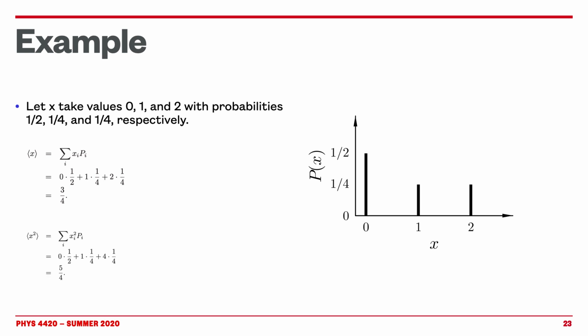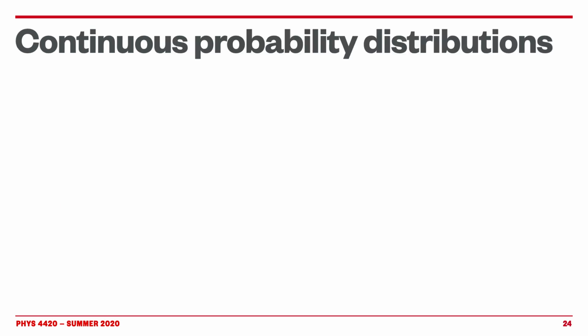And of course, you can calculate the expectation value of x squared. And this is very similar to before, but instead of using a weight x, we use a weight x squared. And you get 5/4. This is the expectation value of the square. This is what we obtain. Good. Now it's time to move to continuous probability distribution.